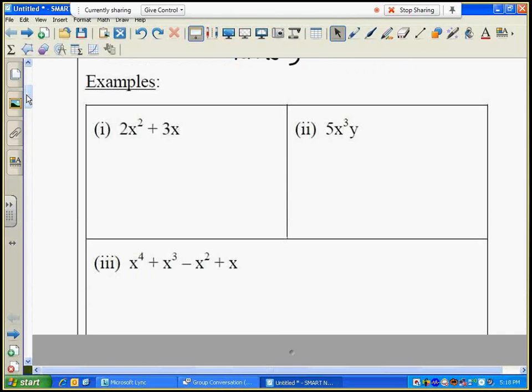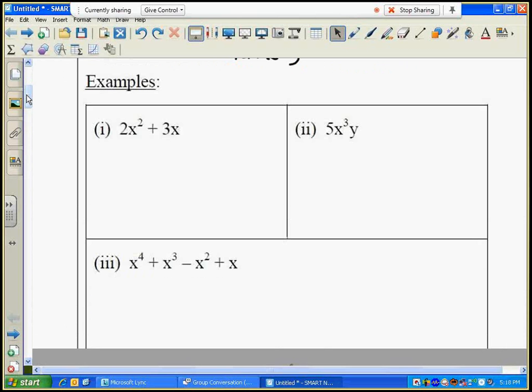Take a moment to copy down these 3 problems. In the first example, you can see here that there's a plus in the problem that separates the 2x squared and the 3x. That means we have 2 terms here. If we have 2 terms, then we have a binomial. In the second example, you can see that there are no pluses or minuses. That means that there are no symbols that separate terms. Therefore, even though we have 2 variables here, the x and the y, this is just one term. This will be a monomial.